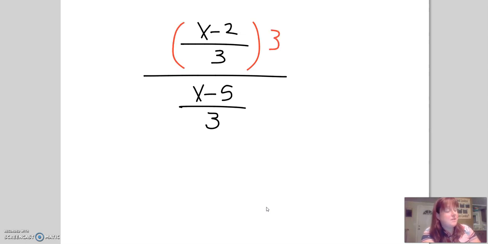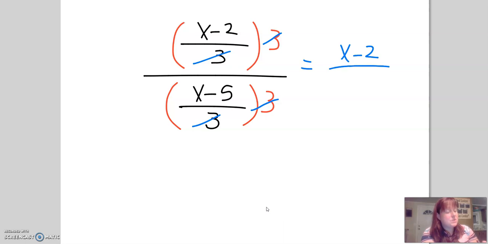So if I multiply this by 3 and I multiply this by 3, this is going to cancel that 3 out, and this is going to cancel that 3 out. And I didn't do anything illegal, right? Because I multiplied the top and bottom by the same number. So really, I just multiplied by 1. So I end up with x minus 2 over x minus 5. That is so much easier to work with than this fraction inside of a fraction. So anytime you see something like this, you also want to think about clearing the fraction.